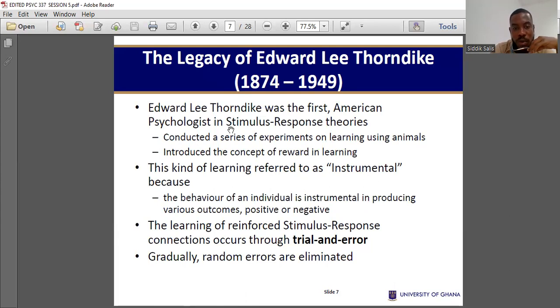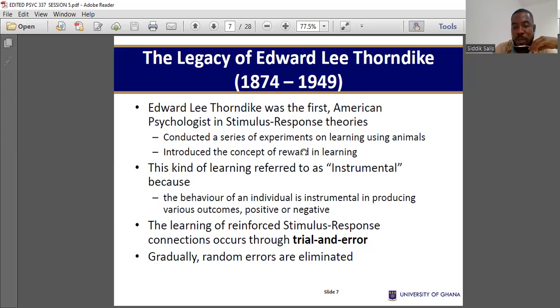We have to know one thing: Edward Thorndike was the first American psychologist in associative learning, stimulus response theories. He was the first American. Remember, psychology has usually been led by the Germans, right? When it comes to stimulus response theories, you remember yesterday we talked about that. If it's your first time hearing it, then you need to go back to yesterday, to the previous videos.